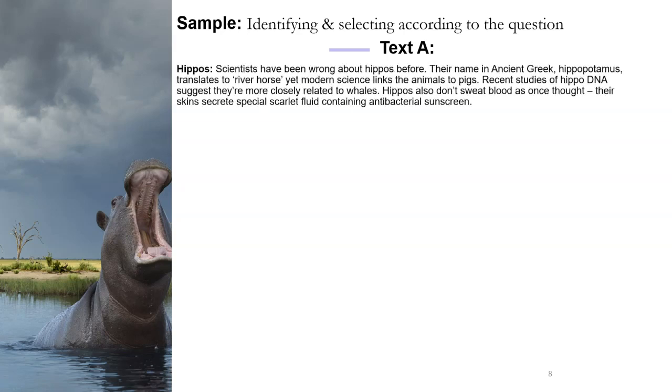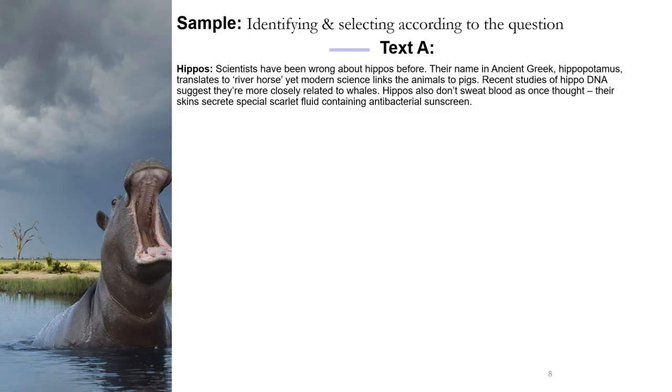Hippos. Scientists have been wrong about hippos before. Their name in ancient Greek, hippopotamus, translates to river horse, yet modern science links the animals to pigs. Recent studies of hippo DNA suggest they are more closely related to whales. Hippos also don't sweat blood, as once thought.